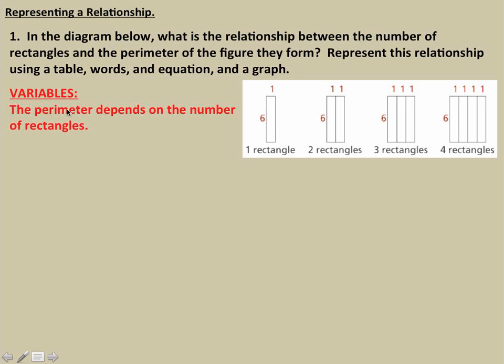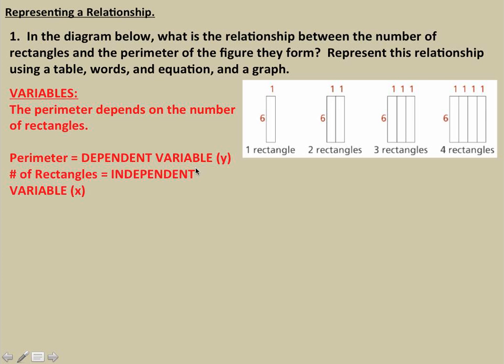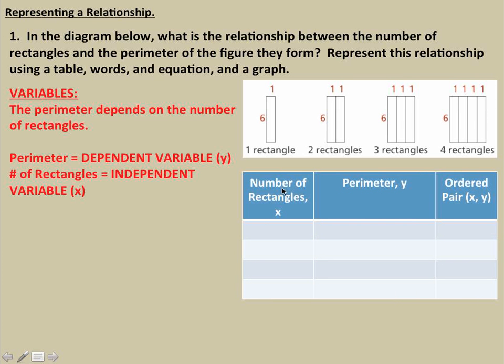Well, the variables are the perimeter, and the perimeter depends on how many rectangles. Look, the perimeter is going to change because I'm getting a bigger figure. So the perimeter depends on the rectangles. That means the perimeter is the dependent variable. That's the y. The number of rectangles is the independent variable. That's the x. When I go to make my table or I go to write some points. Okay, so if I make my table here, the number of rectangles, or the x, the perimeter, or the y, and then I'll just list them as some ordered pairs, as some points.